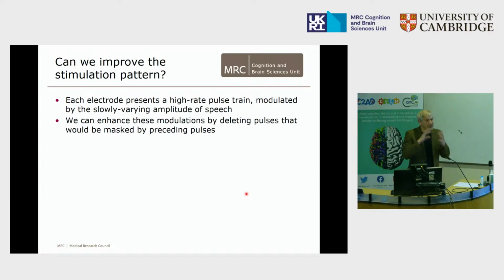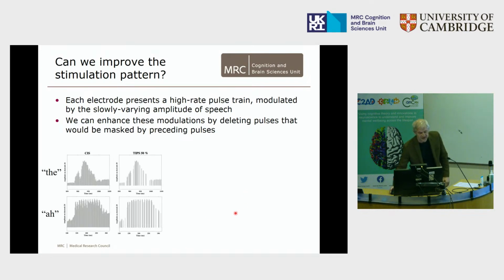And what we thought we could do is enhance the modulations I just showed you if we remove some of the low amplitude pulses, which we think would have been masked by the preceding pulses. So here's again this example I showed you of the vowel R with the standard strategy, and here's the word the. And in our new strategy, which we call TIPS, Temporal Integrated Processing Strategy, you can see that we've basically removed lots of these pulses in the valleys, and that's enhancing these modulations in the vowel, and it's also enhancing some of the information we're getting about the word, and it's making some of these onsets and offsets a bit more abrupt than here.